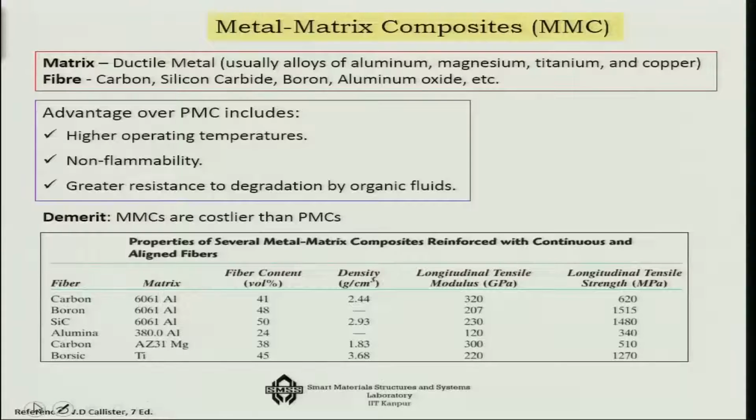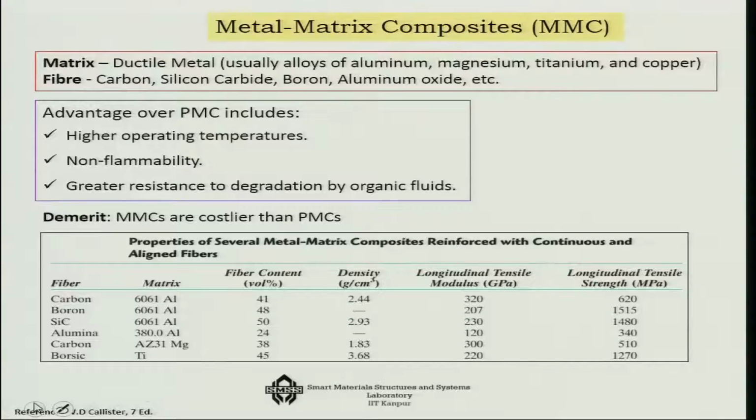Now I will talk about the metal matrix composites. In a metal matrix composite, the fiber can be either metal or ceramic. But polymers we typically do not use because they cannot sustain high temperature, and also there is a mismatch of coefficient of thermal expansion and of conductivities, etc.